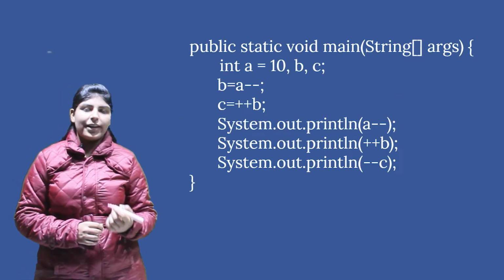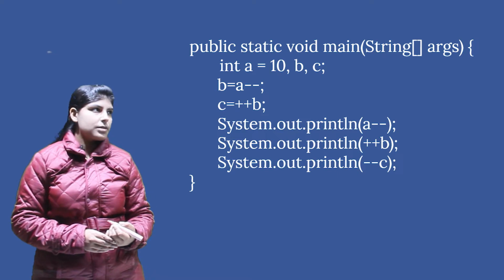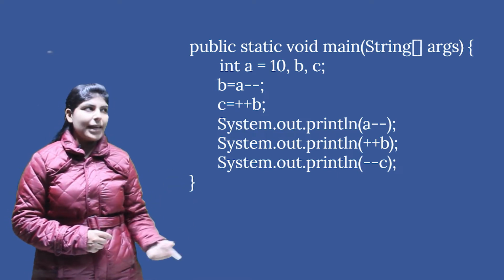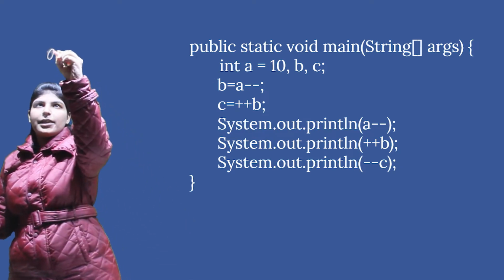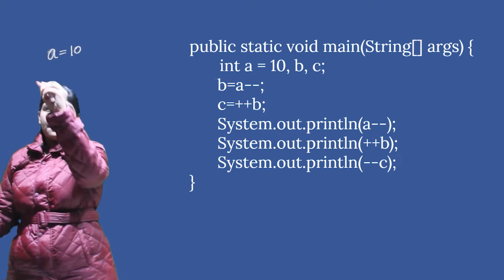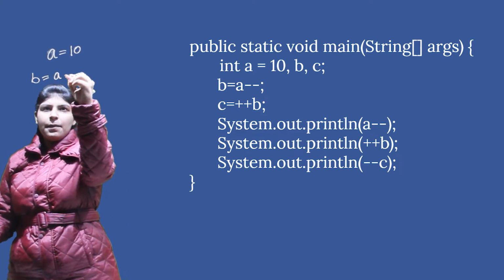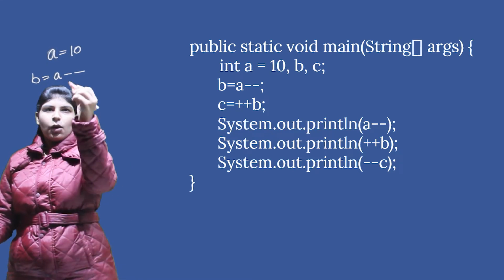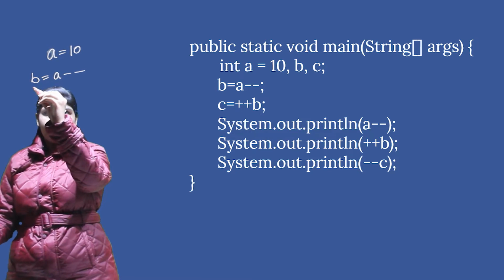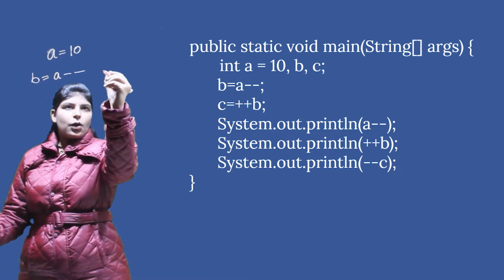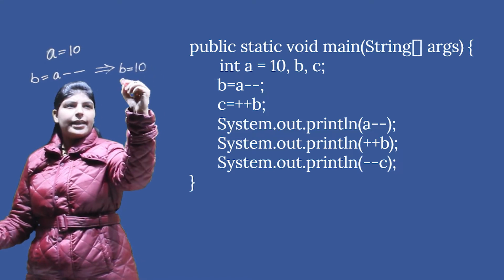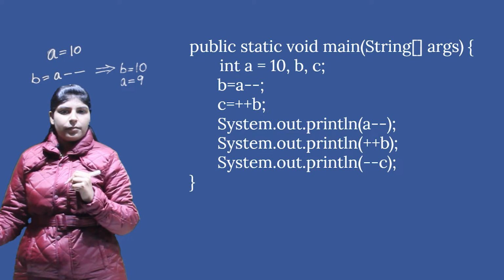So let us see a code where I'm using these increment and decrement operators. First I'm declaring three variables a, b and c. A is given the value 10. In the next line I have b = a--. Now this is a postfix operator, so first I'll assign the value of a to b and then I'll decrement a. So after this line I'll have b = 10 and then a will become 9.